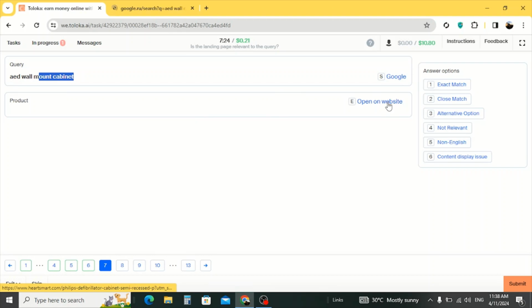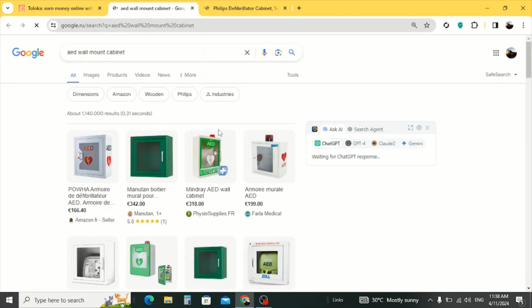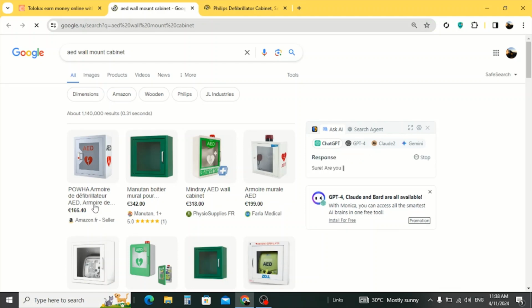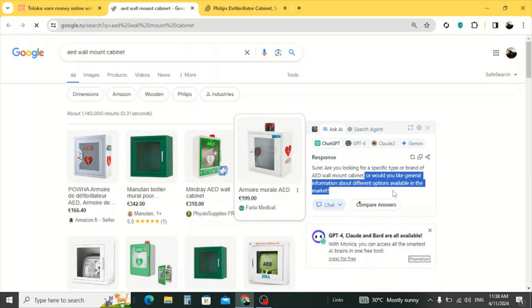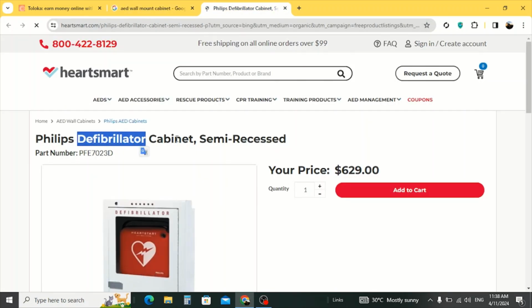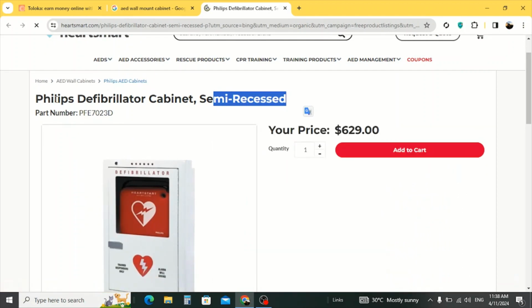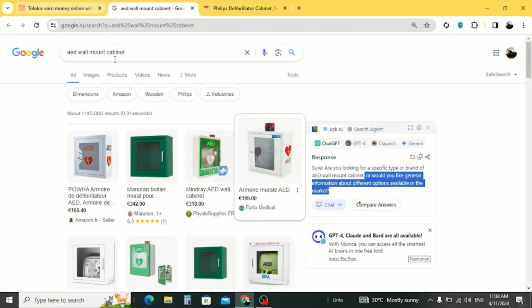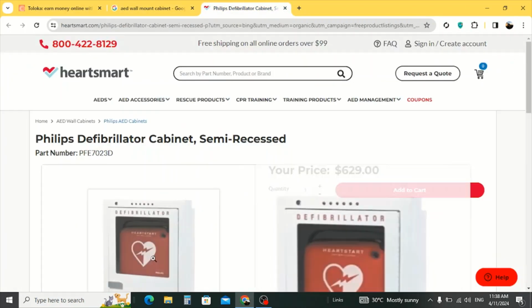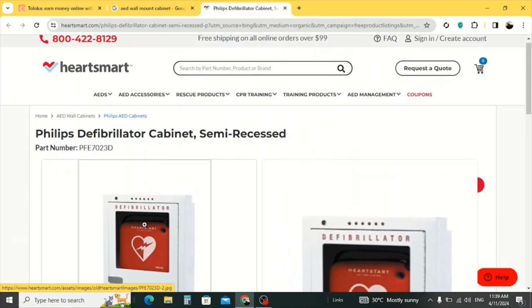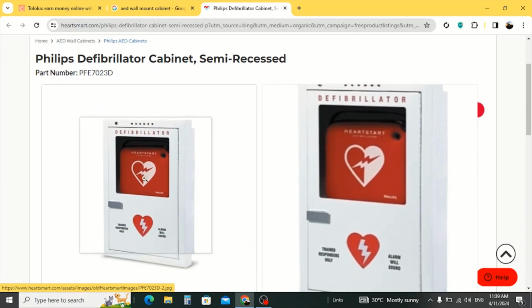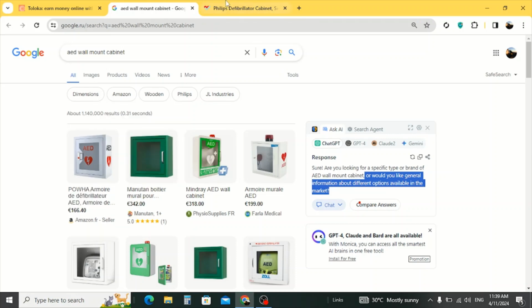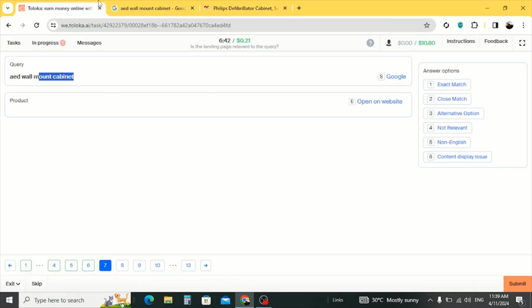AED wall mount cabinet. Philips defibrillator cabinet semi recessed. This is again a similar cabinet, might be inserted into a wall cut, which is wall mounted, but it is not from the AED company. But you can see here that it is for the heart. In case of heart failure, it is used as emergency aid. So this is not from the AED company, but from another company. So this is an attribute mismatch. In case of mismatch where the product is the same, you have to go for alternate option.